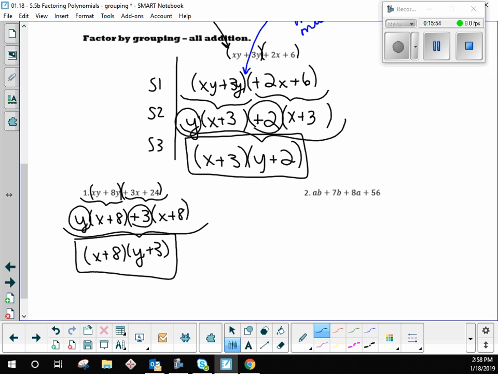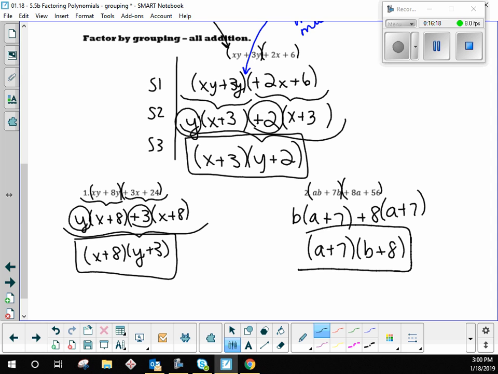Okay. If you haven't tried number 2, do number 2. Okay. So we group them together. The first one had a b in common with an 8 plus 7 left over. The second one had an 8 in common with an 8 plus 7 left over. And then that's what we get.